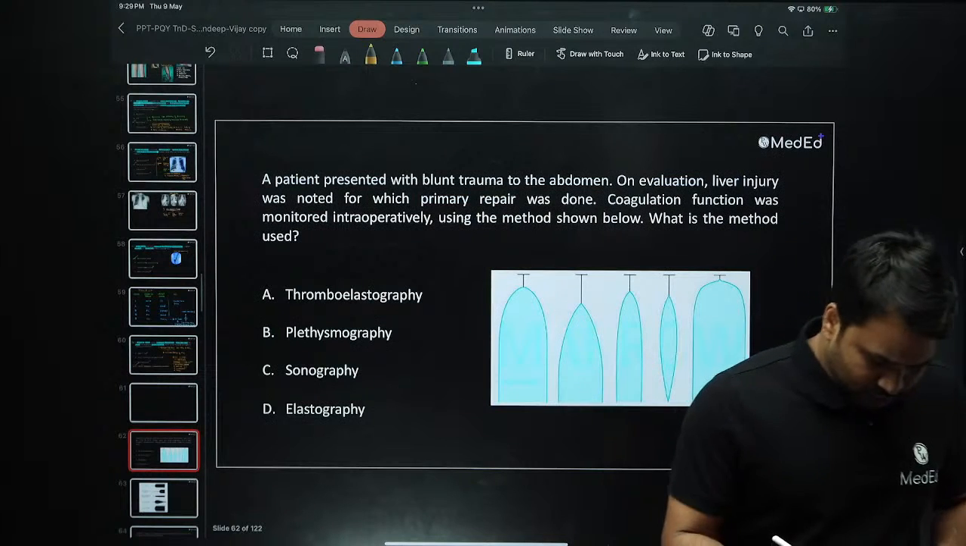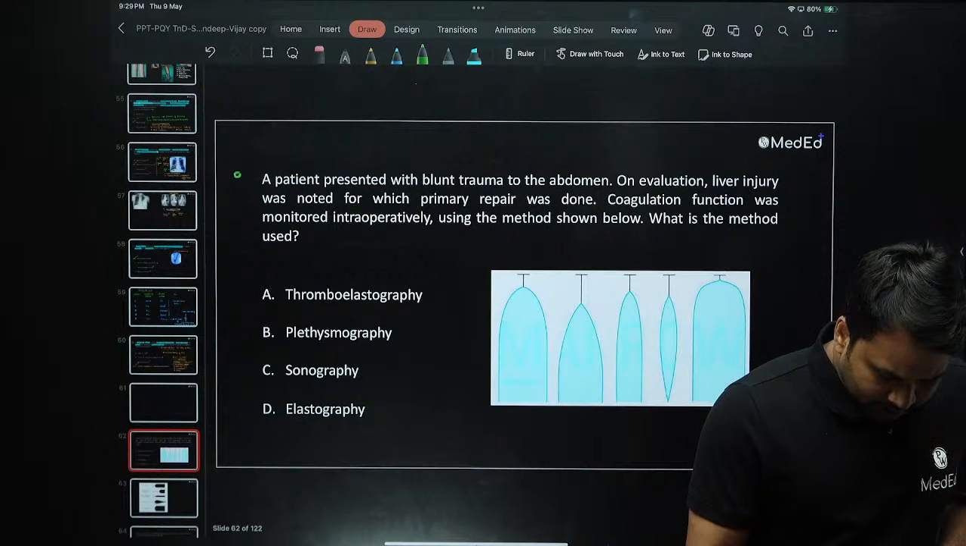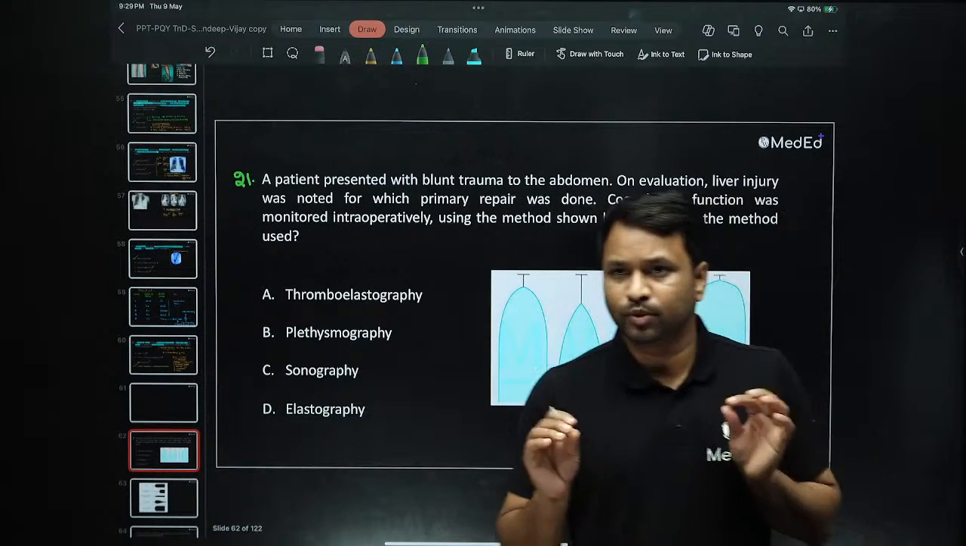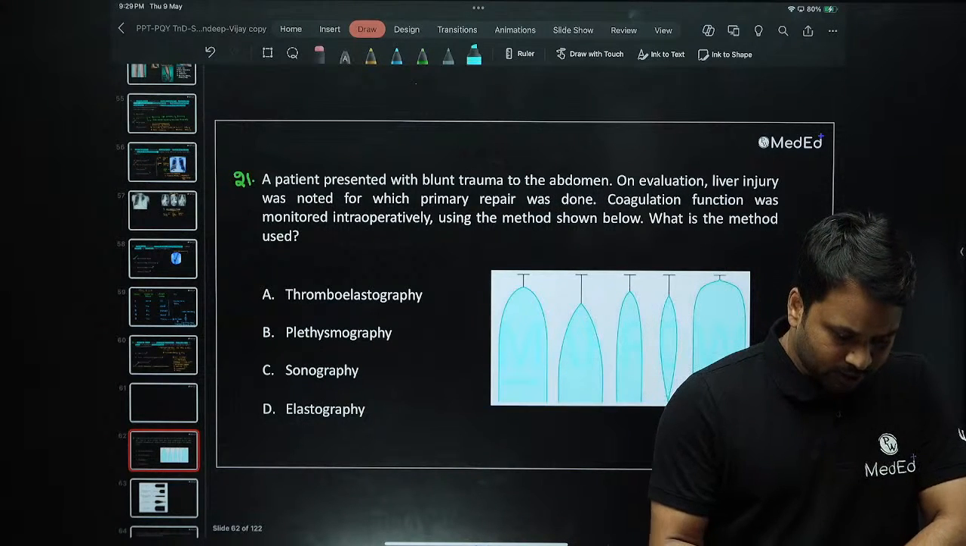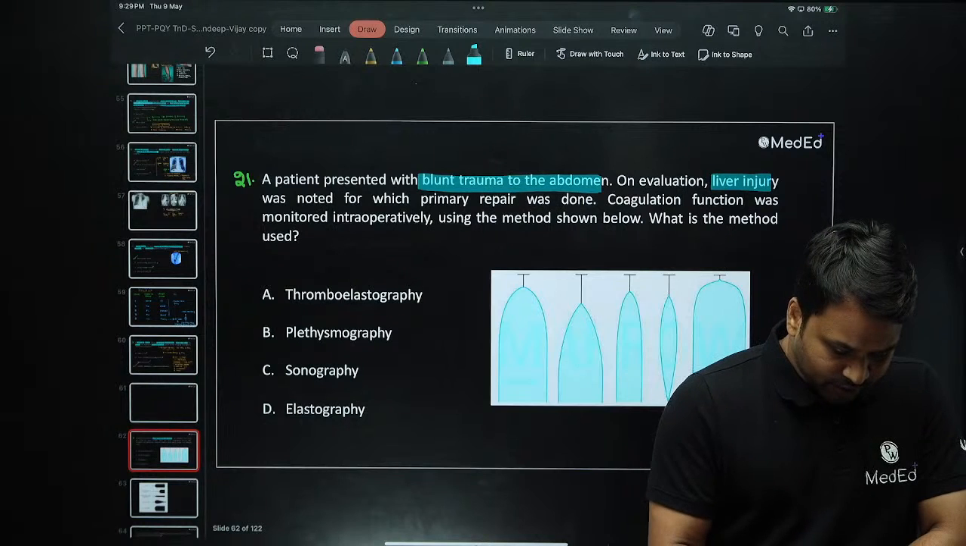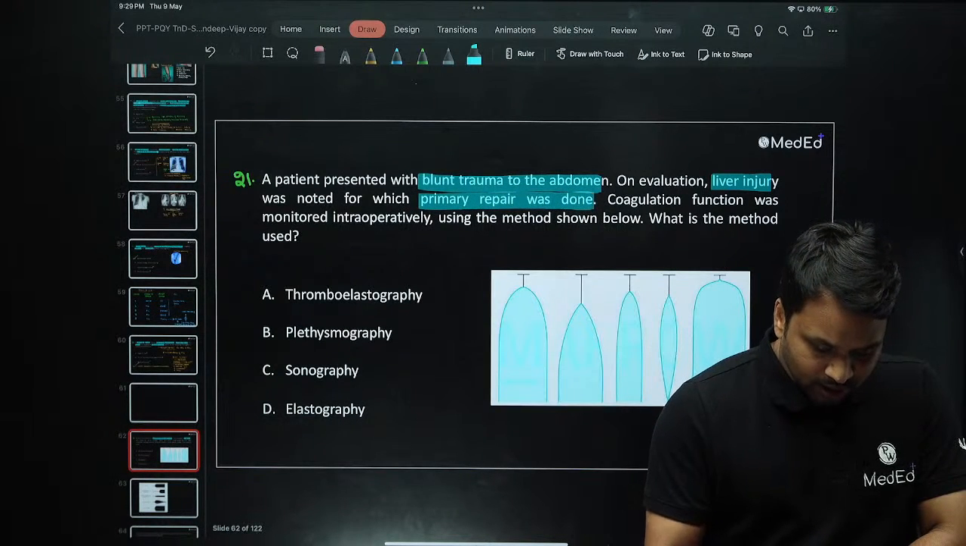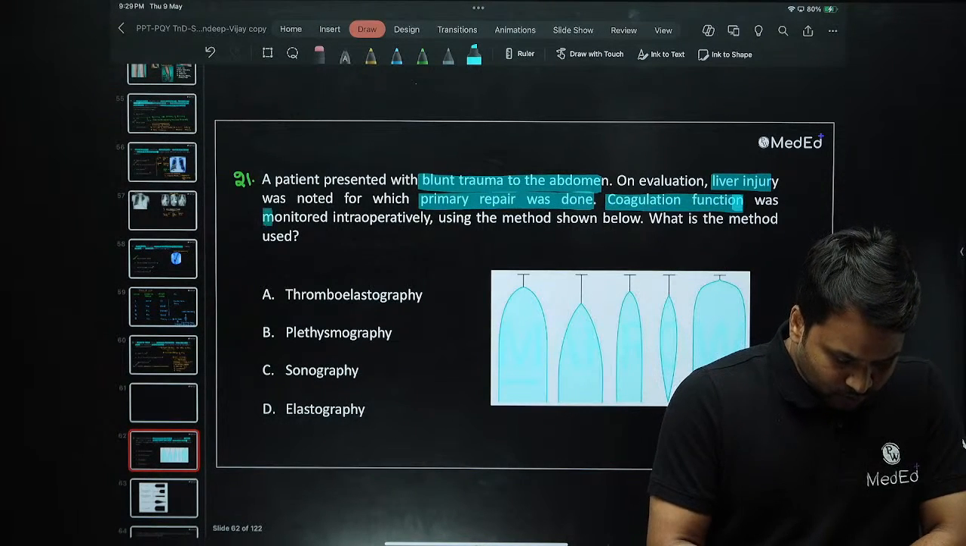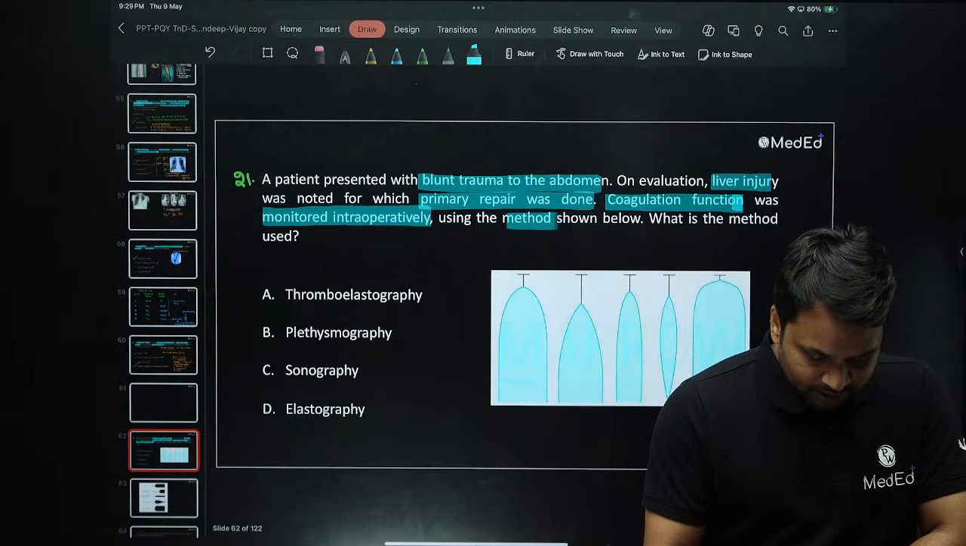We have question number 21. This is a very straightforward question. You need to get this straight, so we'll try to understand. A patient presented with blunt trauma to the abdomen. On evaluating, liver injury was noticed, primary repair was done, coagulation function was monitored intraoperatively using the method shown.